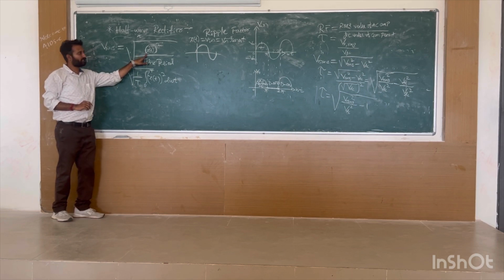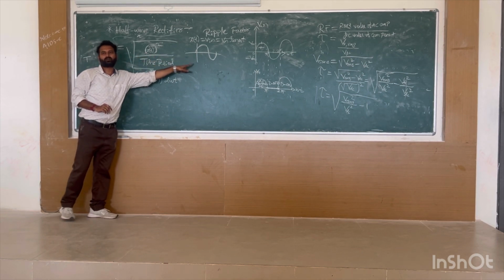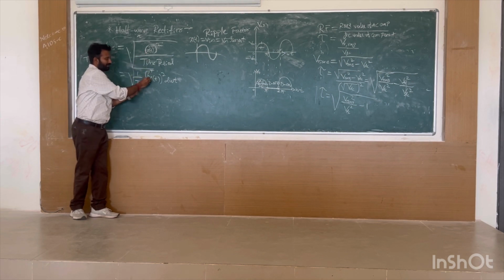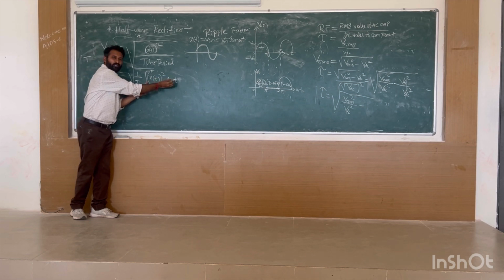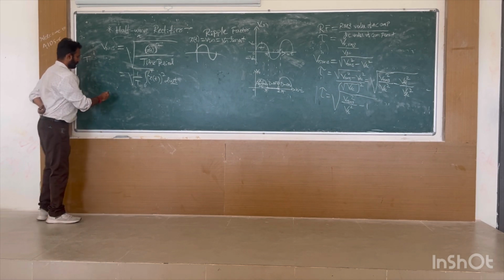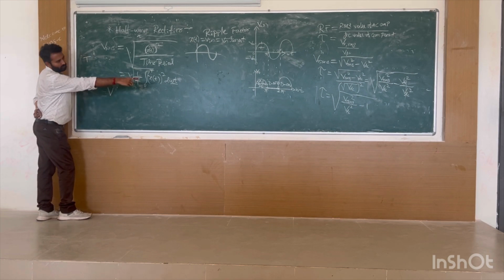This can be calculated as an area under the curve, like this: integration from 0 to T of that function x of t whole square d omega t. I am integrating with respect to the time period. Clear? Understandable? Now one more thing.